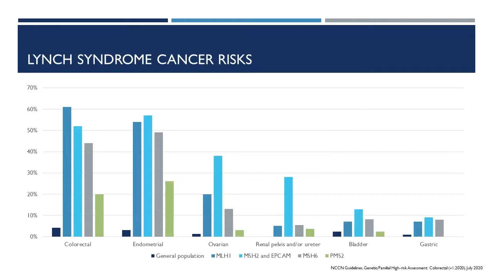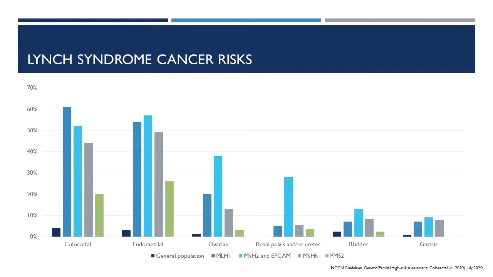The next two slides illustrate the Lynch syndrome cancer spectrum and lifetime cancer risks. Cancer risks vary by gene, with MLH1 and MSH2 mutations generally associated with the highest overall risks for cancer, and PMS2 mutations associated with the lowest cancer risks. Colorectal and endometrial cancers are the canonical Lynch syndrome cancers.